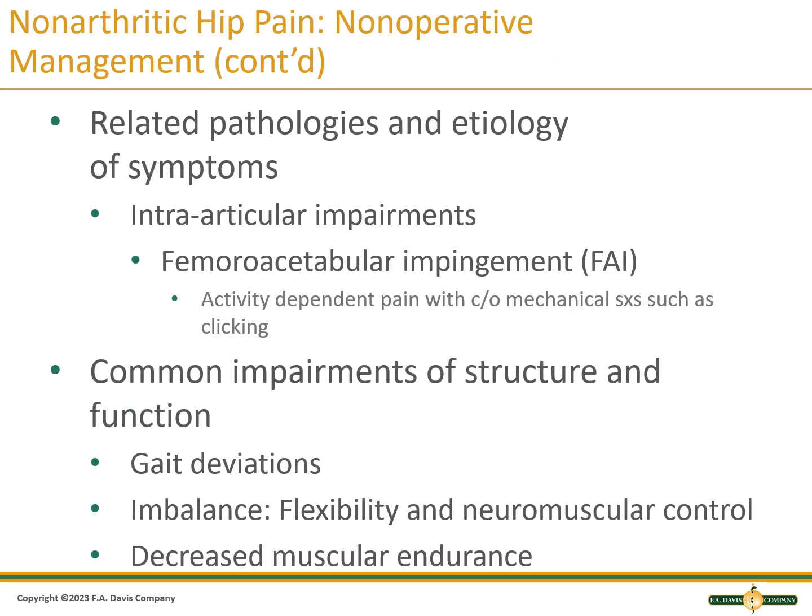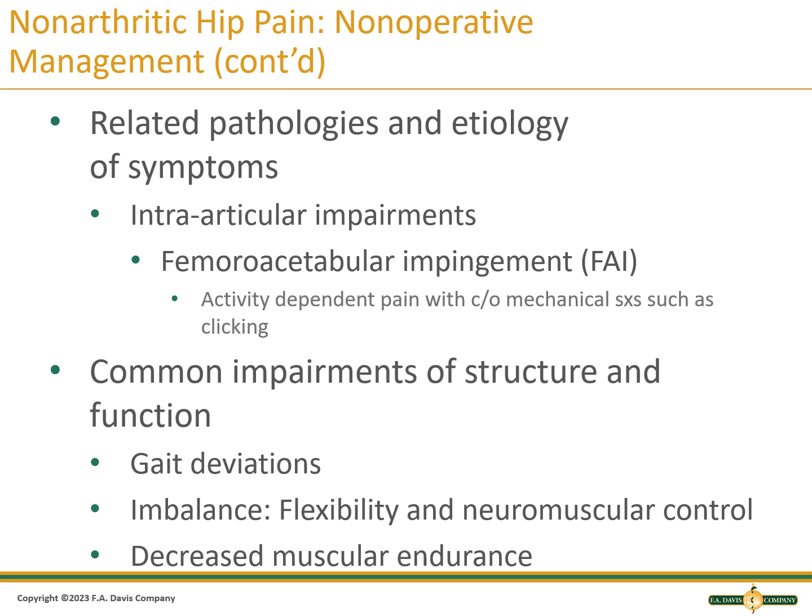Our intra-articular impairments, or things happening within the joint, can include our femoroacetabular impingement, or FAI, and this is where our labrum essentially is getting pinched between the femur and the acetabulum as the patient is being brought up into positions of increased hip flexion typically. Flexion with internal rotation can cause the greatest level of impingement.